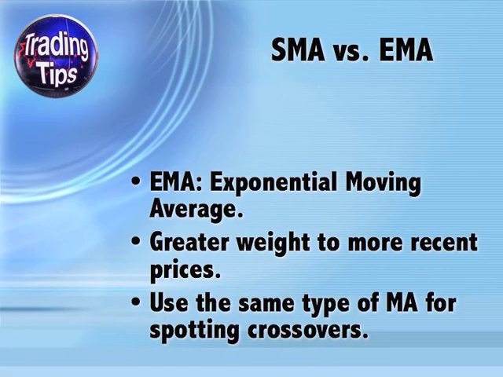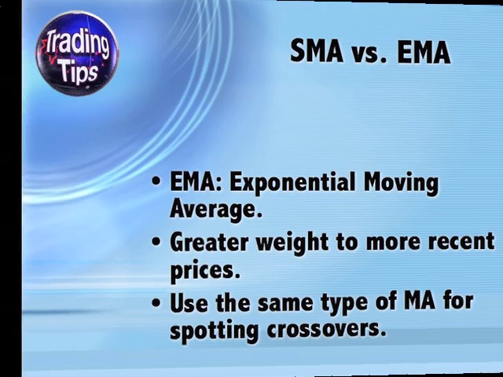Another kind of moving average is the exponential moving average, or EMA. This kind of moving average gives greater weight to the more recent days in the data set. Some people prefer SMAs, or simple moving averages. Others prefer EMAs. That's really not the focus of this episode, though, which is moving average crossovers. The only important thing is that you use the same type of moving average when looking for crossovers. It wouldn't make sense to use a 10-day EMA and a 50-day SMA, for example.